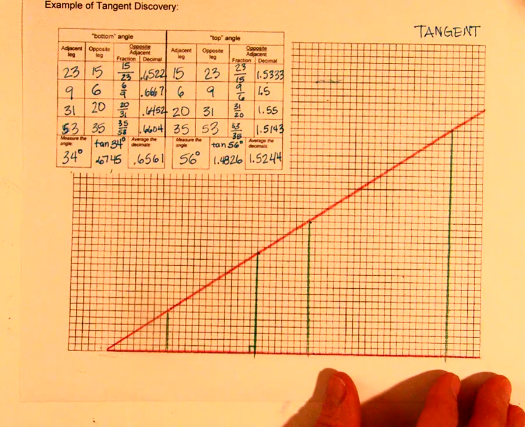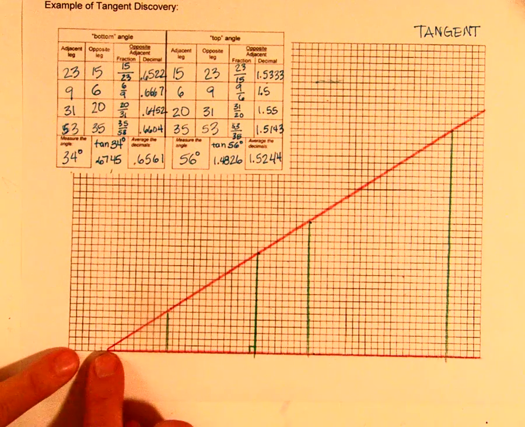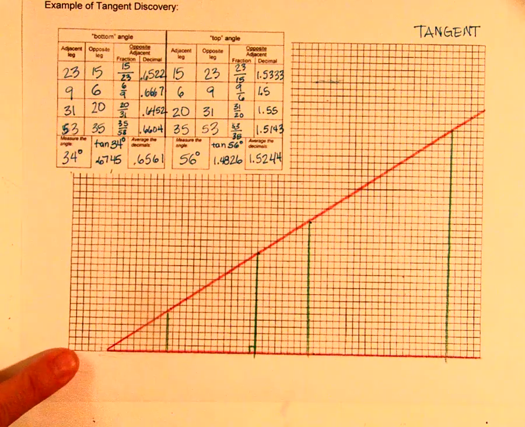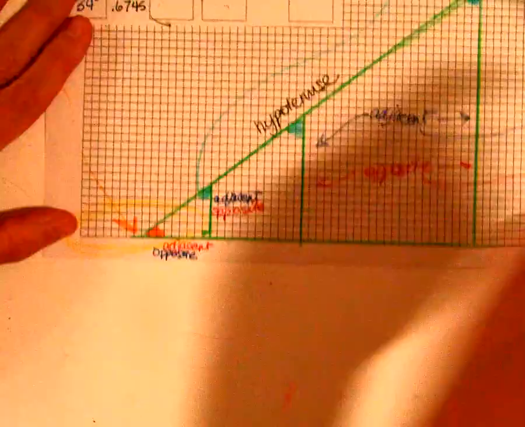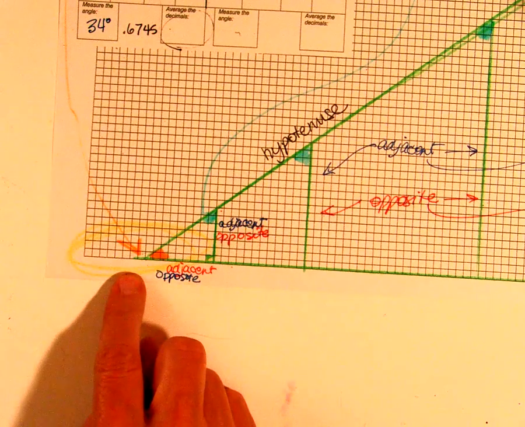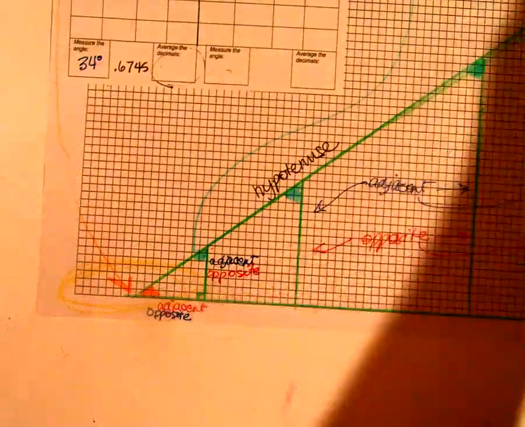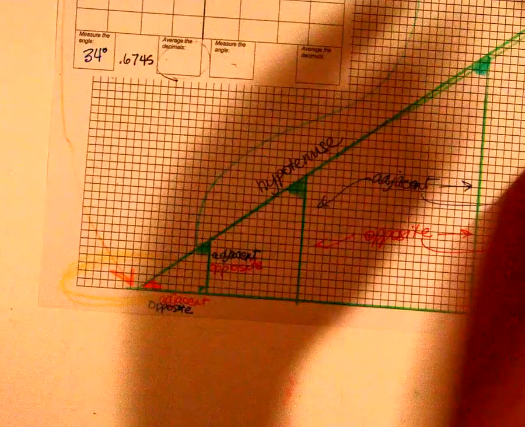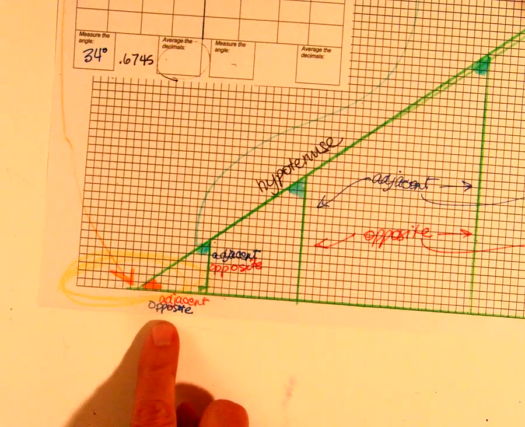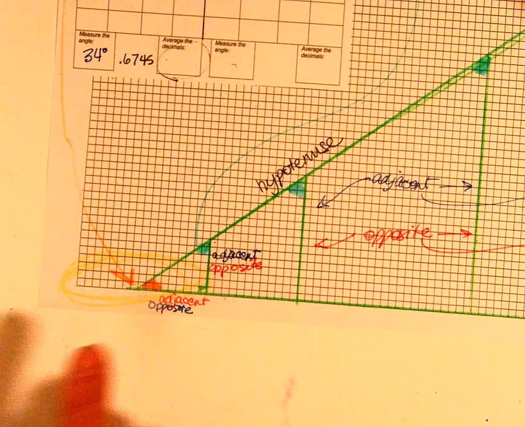And what I'd like you to do now is measure this angle, the angle that's down here. So measure the angle. My angle I measured to be 34 degrees. 34 degrees. Now we're going to deal with what we're doing.